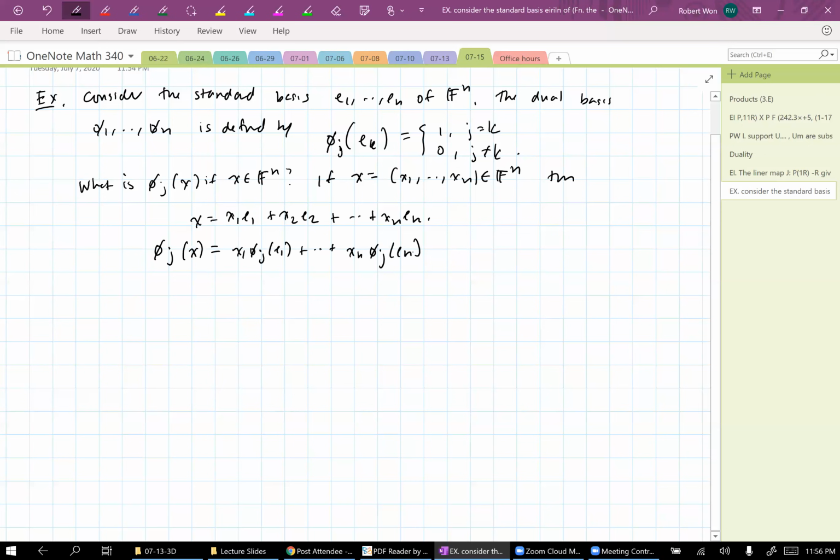That's a number. But most of these phi j's are 0, except at the jth spot. So in the middle here, there's going to be an xj phi j ej. That phi j ej will give you 1, so what this in the end becomes is xj. So what does phi j do to a vector? It just pulls out the jth coordinate. So if you have the dual basis to the standard basis, the elements of the dual basis pull out the jth coordinate of a vector in F^n. That's what those linear functionals do.